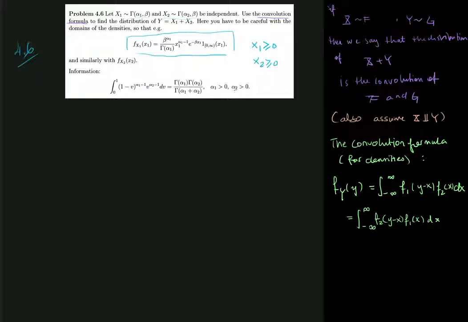And that is always a good idea to do when you're working with densities. Instead of just writing x1 greater than or equal to 0, x2 greater than or equal to 0 on the side, just put it all into the indicator function. And in a while, in the solution, you will see why that is a smart idea.